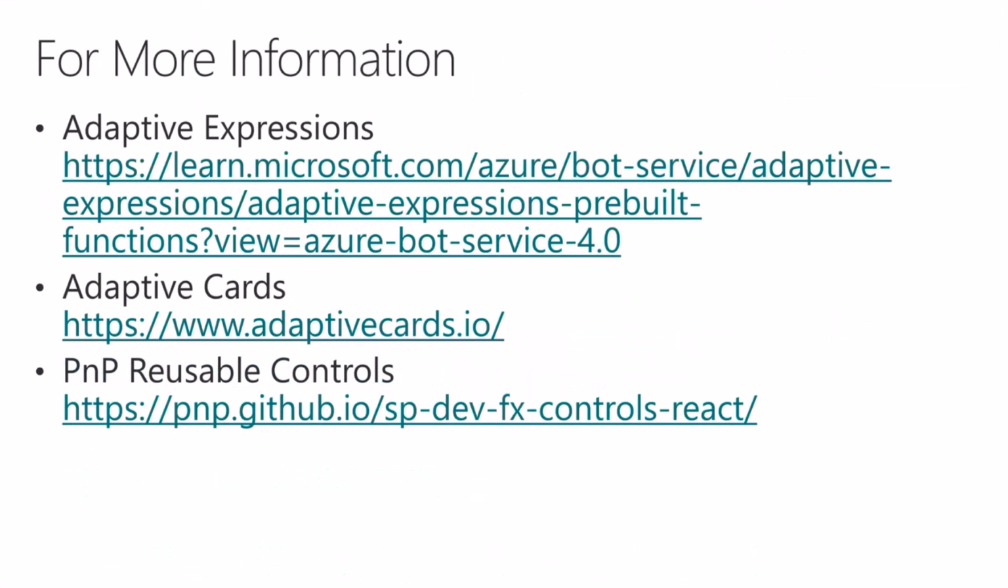So that's going to be our next session. We're going to build that fancy property pane. For more information, you can read up on adaptive expressions and start looking at what kind of expressions you'd like to build, because we'll be able to add those. Of course, you can continue learning about adaptive cards by going to adaptivecards.io, and don't miss out on the PnP Reusable Controls to make your web parts look professional. That's all the time I have for today.